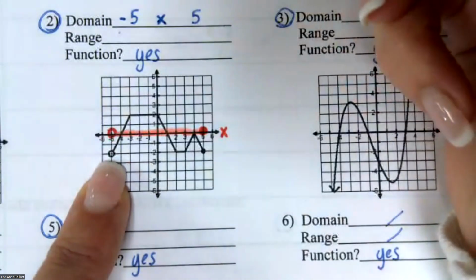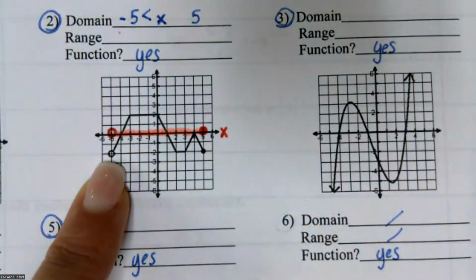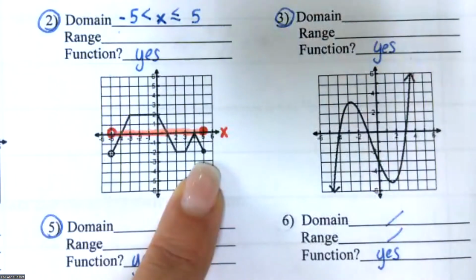Okay, this is the moment where something is different. This side, the -5 side, is open, so I don't put the "or equal to" there. It's just less than. And this side is closed, so I do put the "or equal to" there.